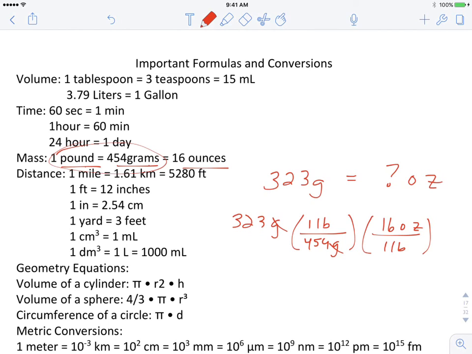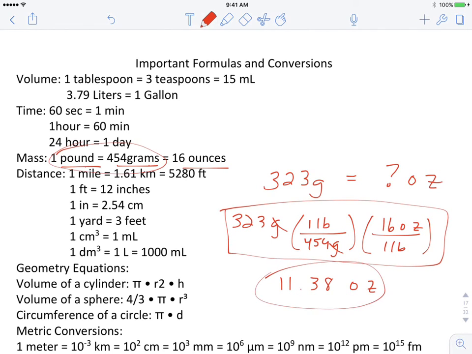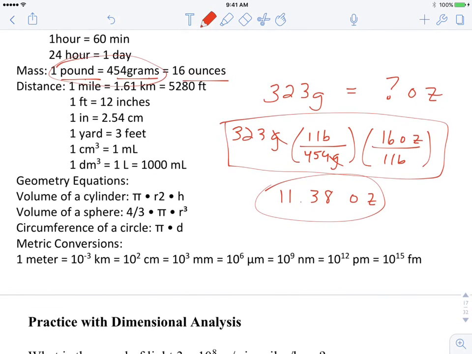So now if I were to do this, I would have to put into my calculator 323 divided by 454, enter, times 16, and I would have 11.38, or 11.4 if you round correctly. We'll get to rounding later, and that would be in ounces. This is my work, what I just boxed in here, and this is my answer, what I just circled. In order to get credit on one of these types of problems, you need to show both your work and your answer. Here are the metric conversions down here that I'm highlighting.